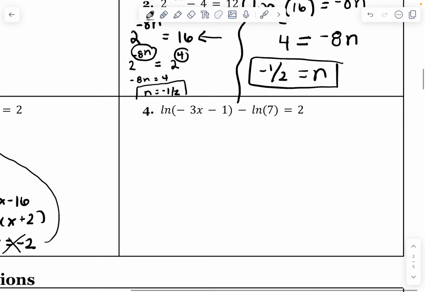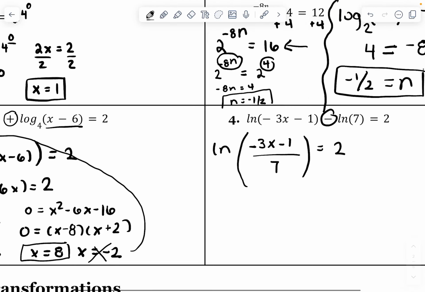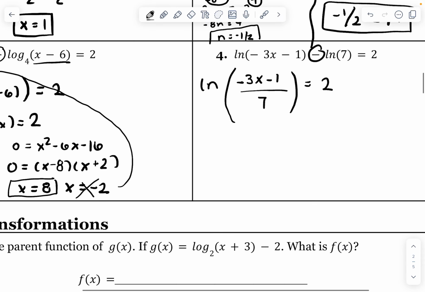Okay, number 4. Here we are subtracting logarithms, right? So we're not multiplying them together, we're going to divide them. So we have negative 3x minus 1 over 7 is equal to 2. And same thing as that other problem we had. The logarithmic form no longer works for us. If we put this into the calculator, even if we could put it in a calculator, nothing would happen. So we're going to turn it into exponential form.